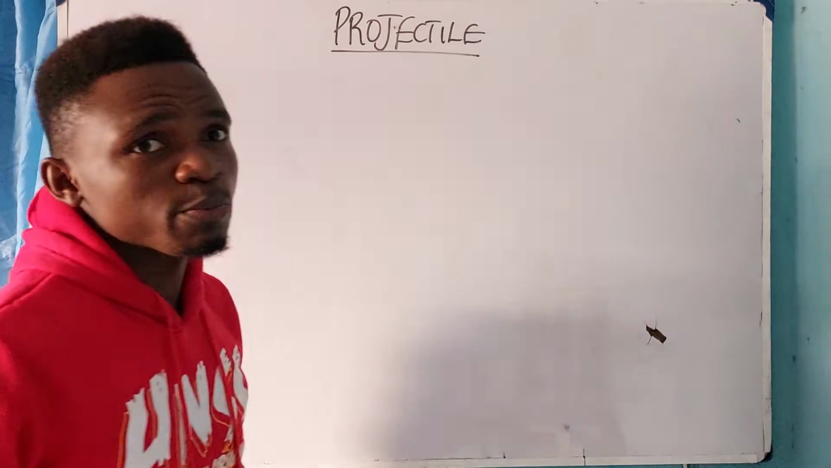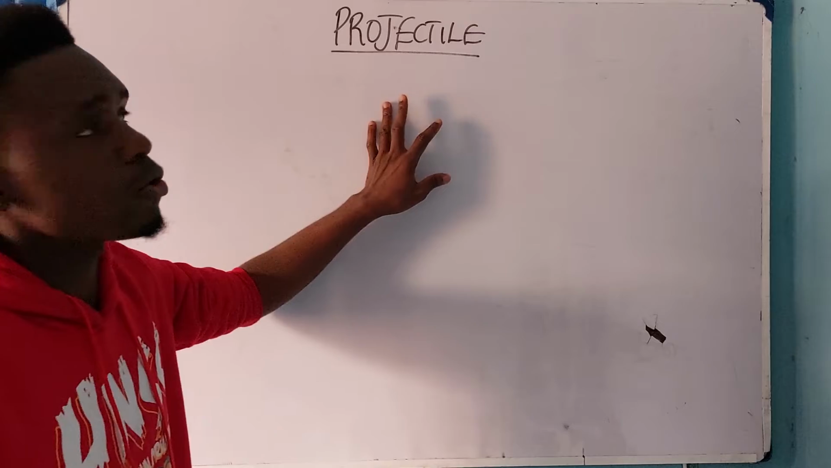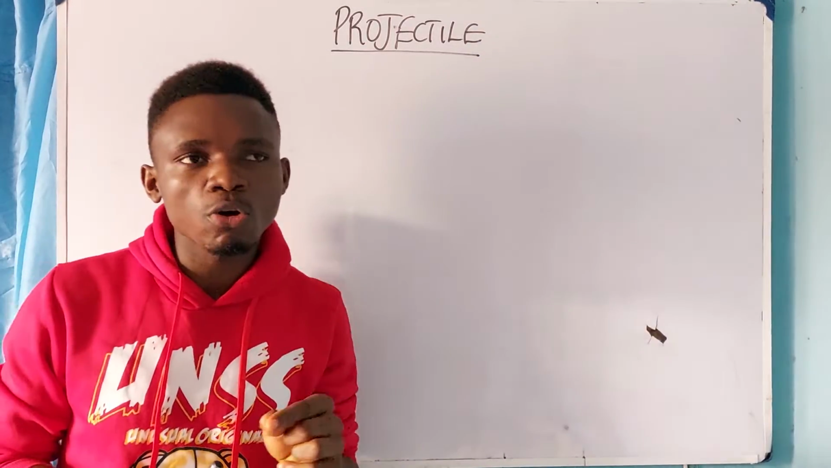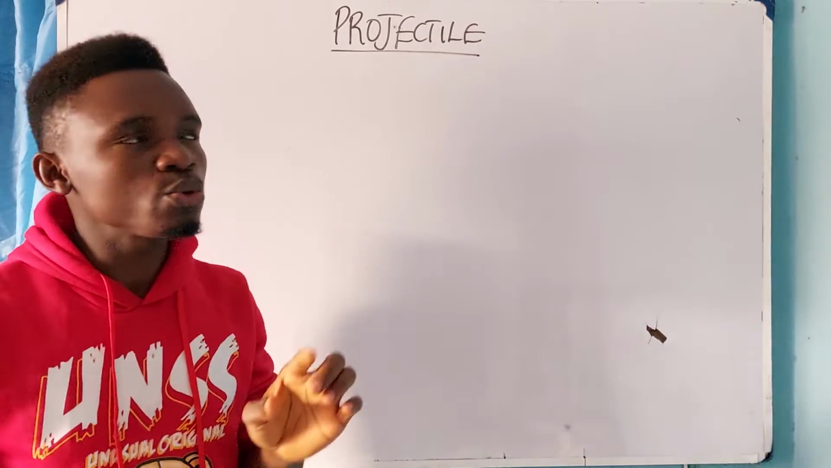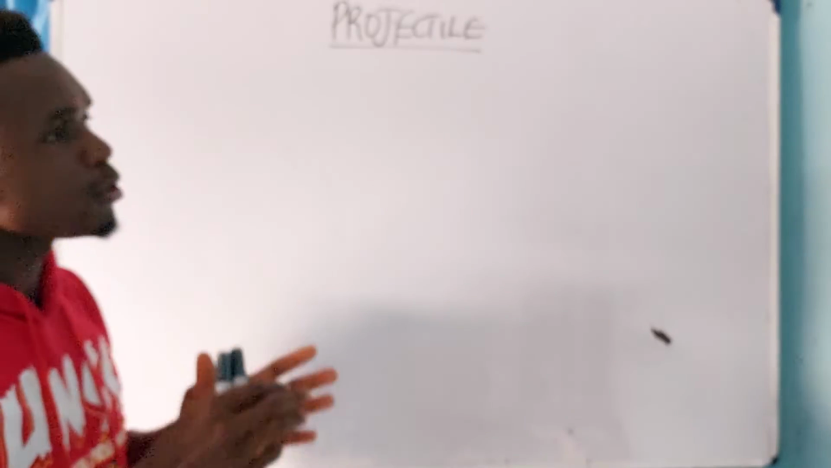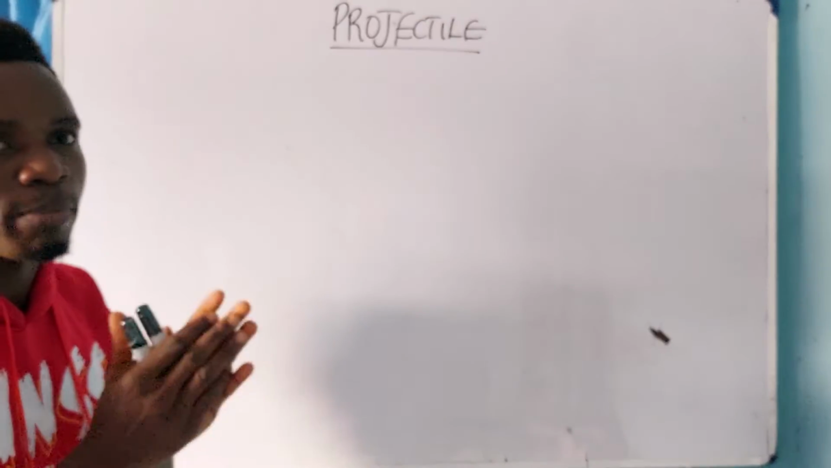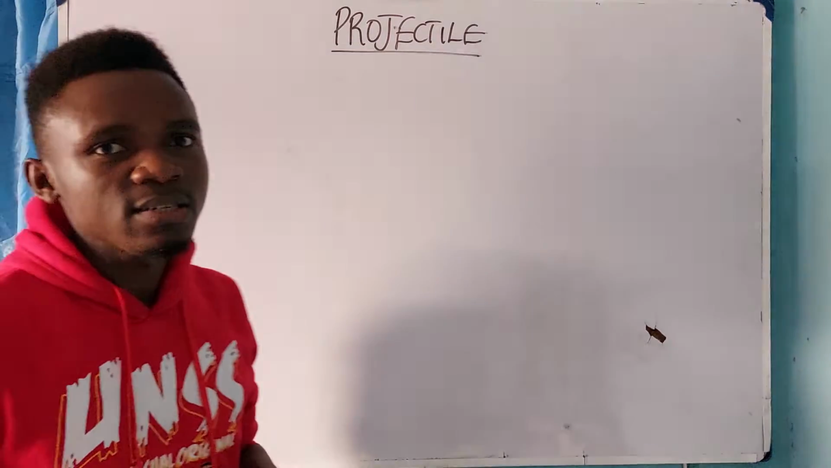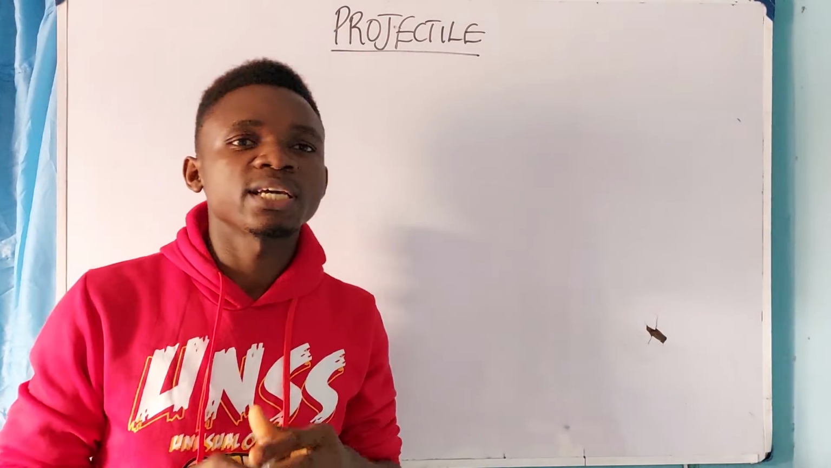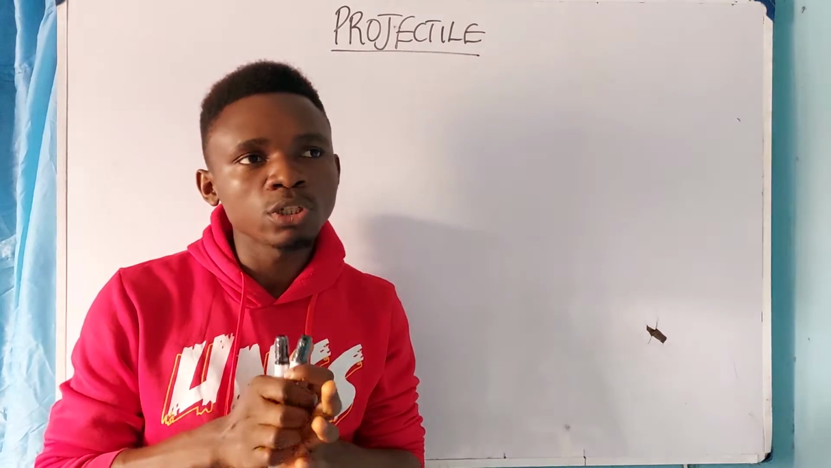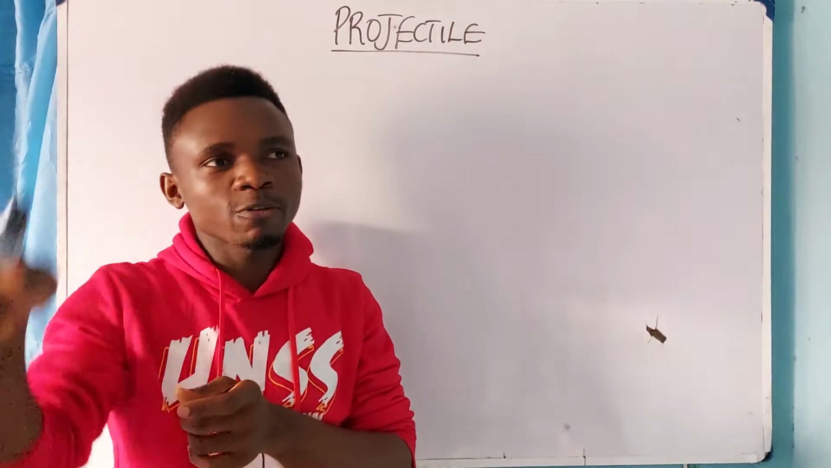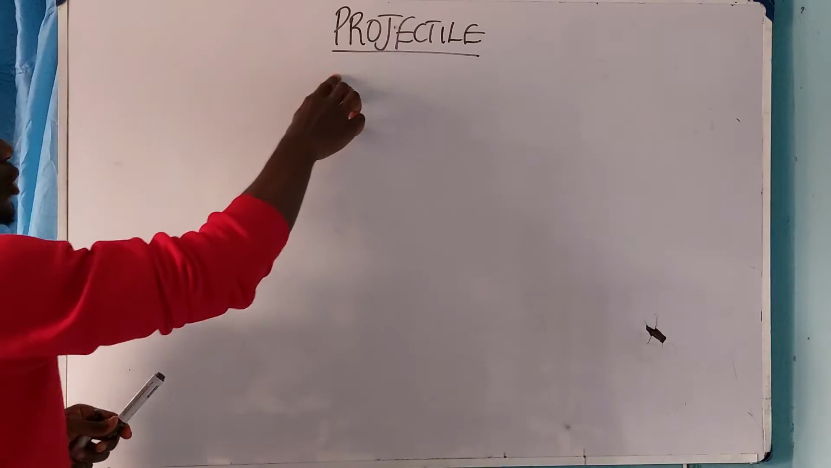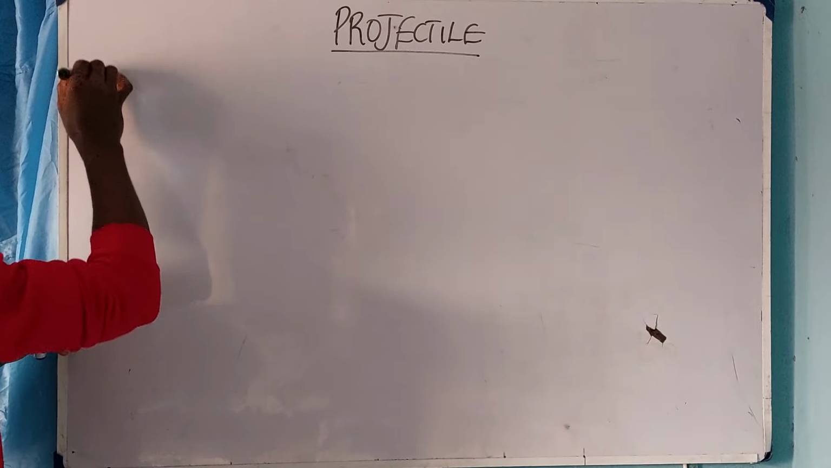This morning I'm discussing physics, a topic called projectile. A projectile is an object that is launched or released or thrown into the atmosphere and is allowed to move on its own through a curved path that is parabolic in shape. Now the path that the projectile follows, please take note of that.